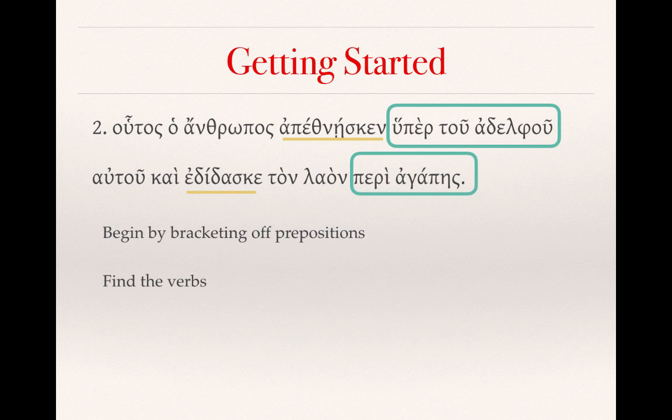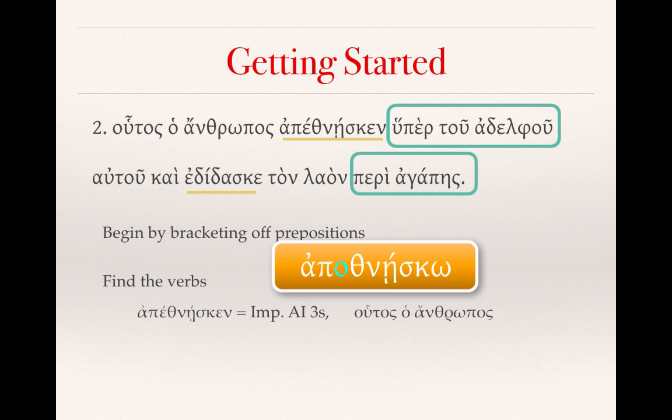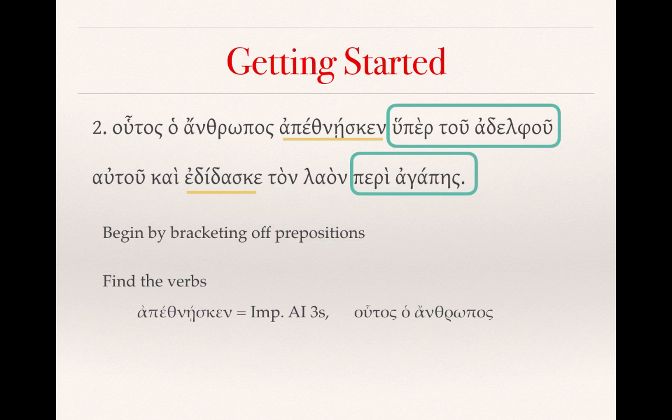And the first of these is from apothnesko. Now, if you know your vocabulary, you remember that the form you memorized has an omega after the theta, so apothnesko. So this apethnesken, that epsilon there, indicates the secondary tense, or in this case, the imperfect tense. And the nu ending here is simply because the next word starts with a vowel. It's a movable nu. And so I would parse this as imperfect, active, indicative, third singular.